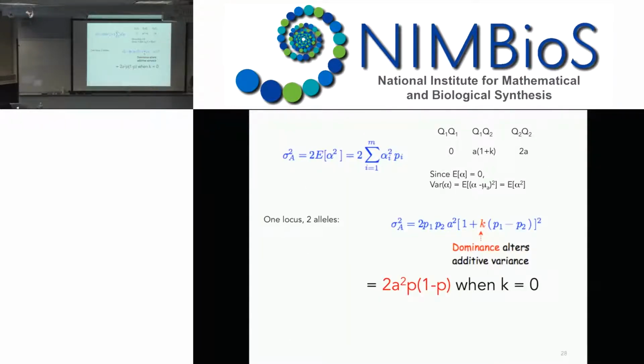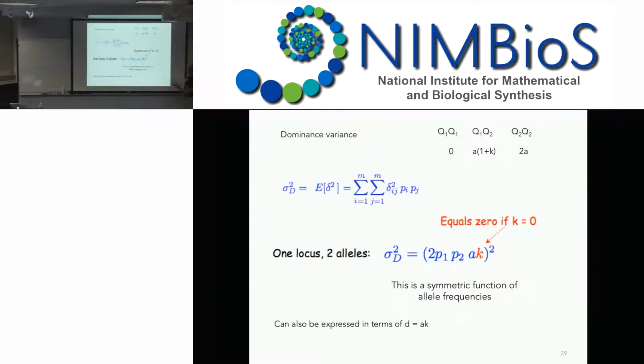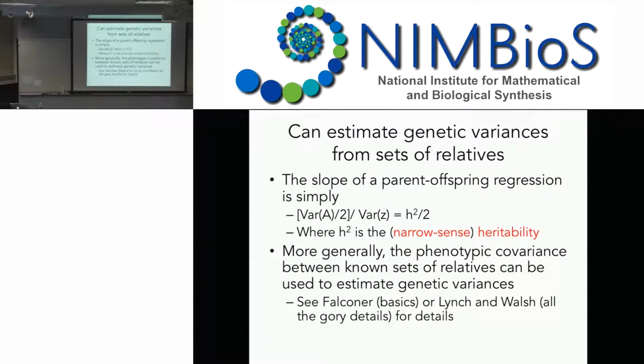Let me just do two more slides and we'll see if there are questions. So this is another way to write the three different genotypes. You can write down an expression for the additive variance. What you see is dominance comes into that. You can write down an expression for the dominance variation. If the heterozygote is exactly intermediate, there's no dominance variation. And then the key here is I can estimate the genetic variance for a trait from a set of relatives.